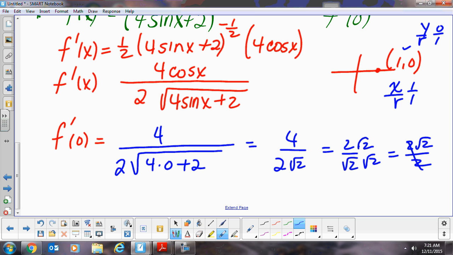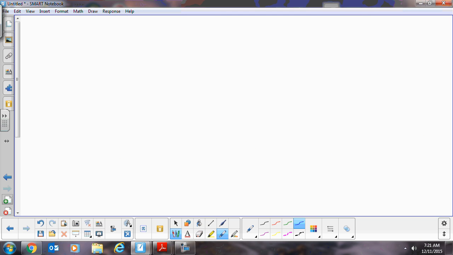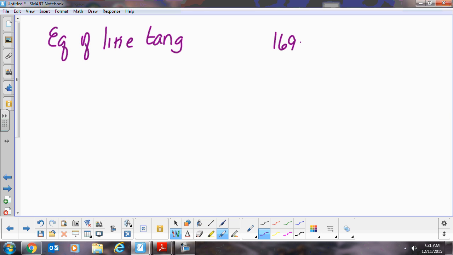All right, page 6, number 9. How about that one? Is that a yes? Resounding yes. All right, so let's look to see what they're asking. They're asking an equation of a line tangent to the curve. We know we've got 169 equals x squared plus y squared, and we know we have an ordered pair 5, negative 12.